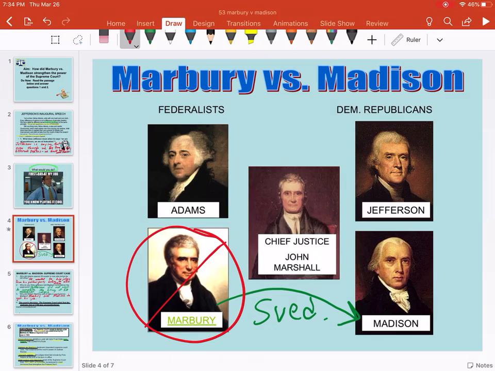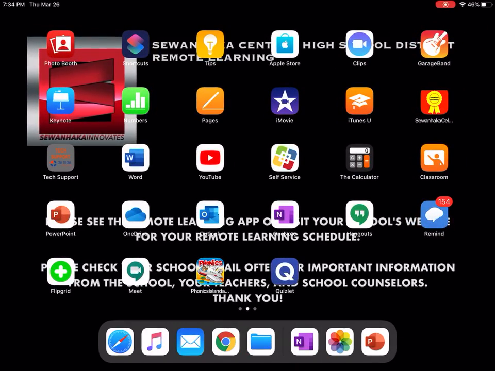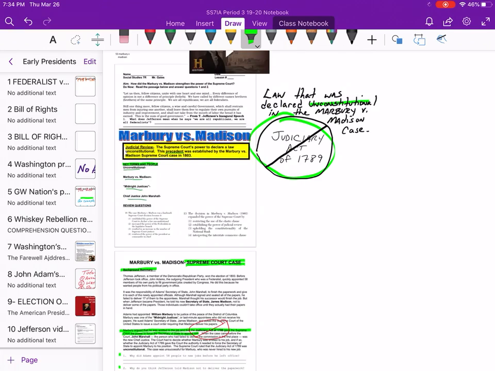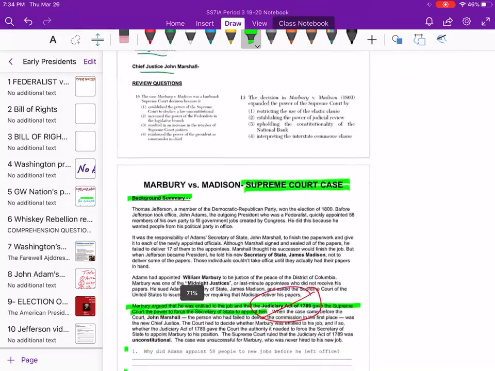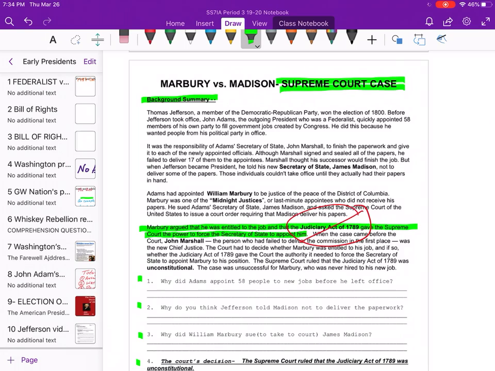So it's a really interesting case, and the midnight justices were kind of John Adams' last-ditch effort to mess with his rival political opponent, Thomas Jefferson, and it backfires. His judges are not hired.